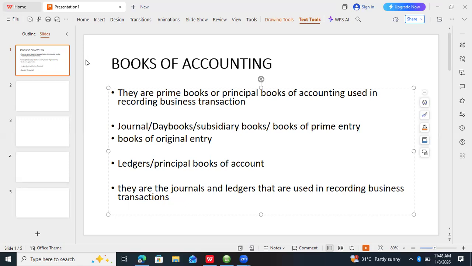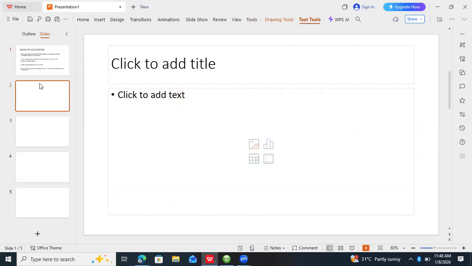That is why it is called the prime. Prime means first, or the original book of entry. So when we do the recording in the day books, then we now transfer them into the ledgers. Now that transfer technically is referred to as posting into the ledgers. Having said this, let's dig into the day books.